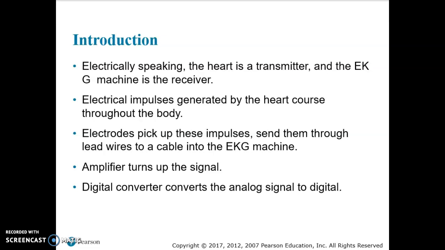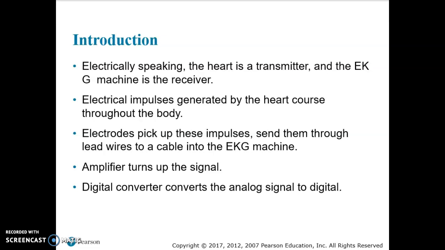Electrical impulses that are generated by the heart course through the body, and these electrodes pick up these impulses and send them to the lead wires through that cable into the EKG machine, where the amplifier turns up the signal and the digital converter converts the analog signal to digital, which we're going to break down for you in just a moment. But the heart is the transmitter. These impulses go through these lead wires into the machine, and there are certain factors that you must understand about this moving forward.